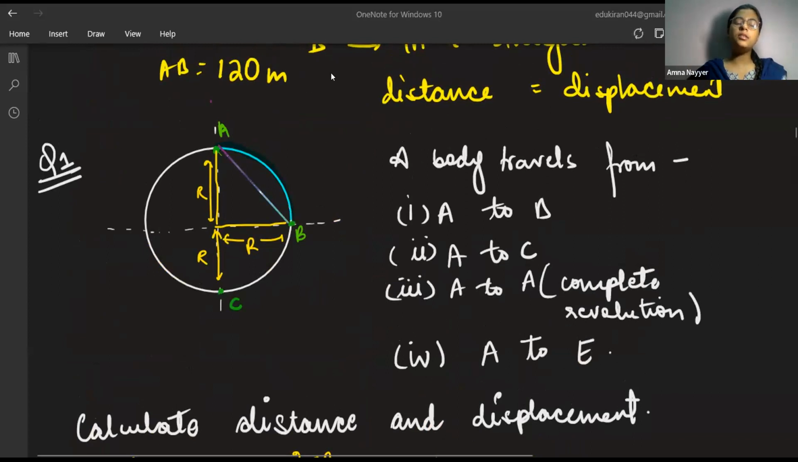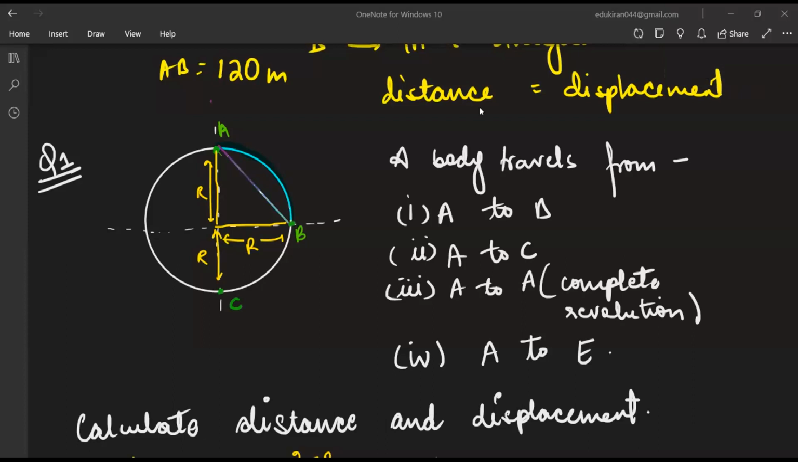Yes, Afnan, you also try, Muhammad Afnan. See, if the initial point is A, the final point is A. What is the separation between the initial and final point? I think I've discussed this in the last class also. When your initial point and final point are the same, what will be the displacement according to you?